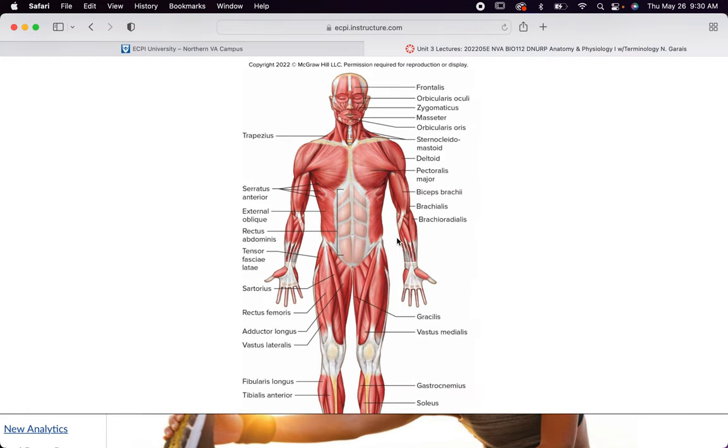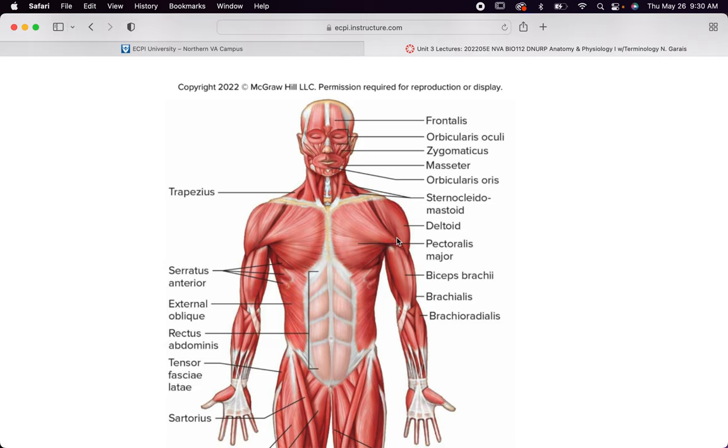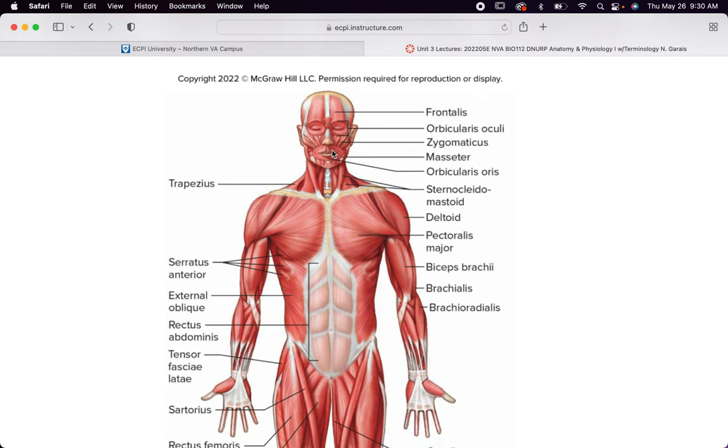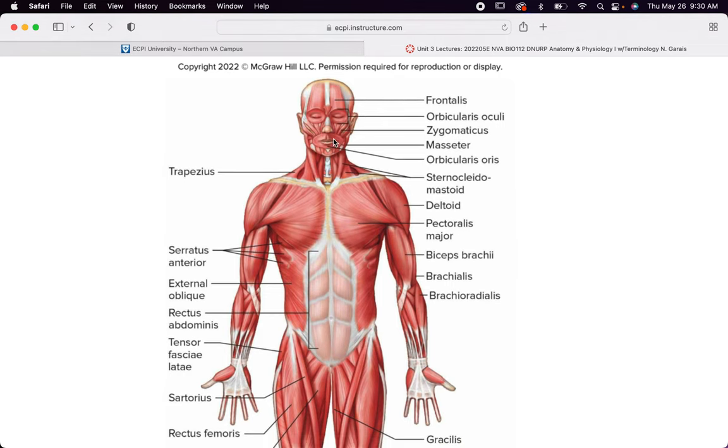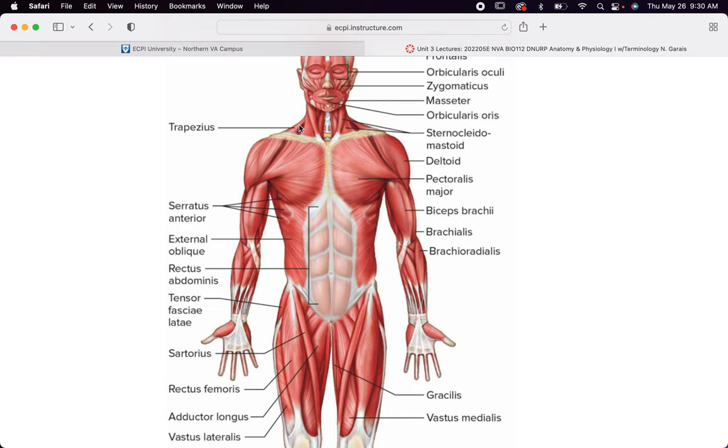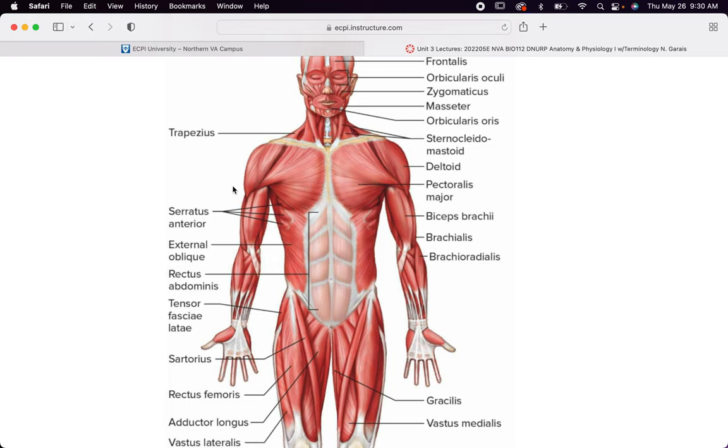Now let's look at this. This is more for laboratory, but could I ask, which is the muscle on your forehead? You'll tell me frontalis. Which is the circular muscle on your eyes? Your orbicularis oculi. Which is the muscle on your cheek? Zygomaticus. Which is one of the muscles of mastication? Masseter. What's the circular muscle around my lips that helps me whistle? Orbicularis oris.